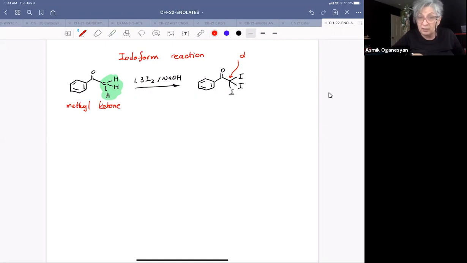Once all 3 positions, all 3 alpha hydrogens, are removed, the product is fully iodinated on the methyl side. We're going to continue with the reaction. You have base in the reaction mixture, so your hydroxy group will come back. And now that we don't have any alpha hydrogens available, the hydroxy group will act as a nucleophile and attack the carbonyl carbon. So here we will see the first nucleophilic reaction of hydroxy group.